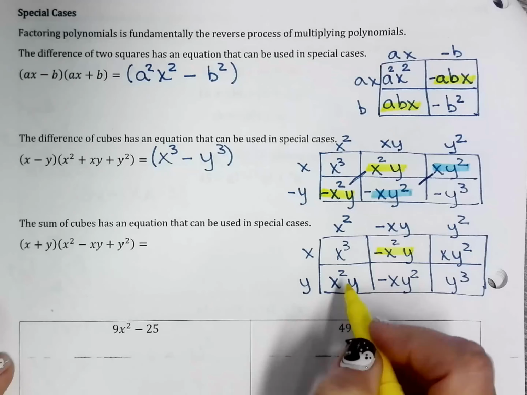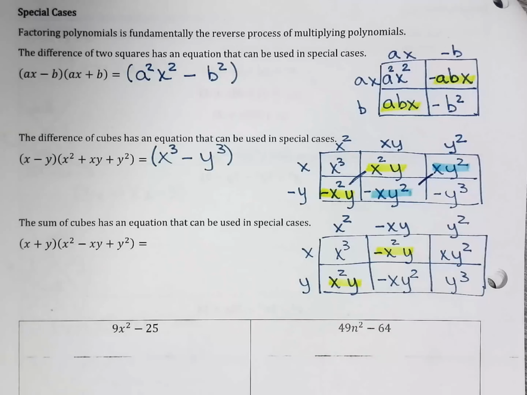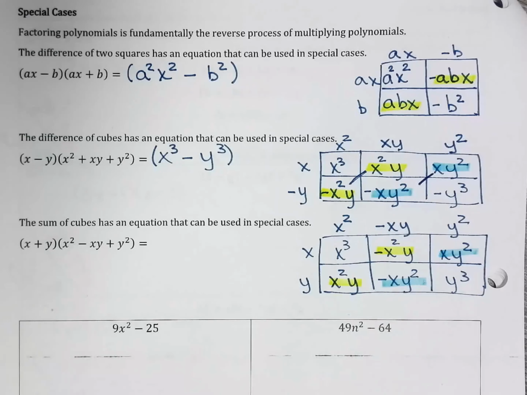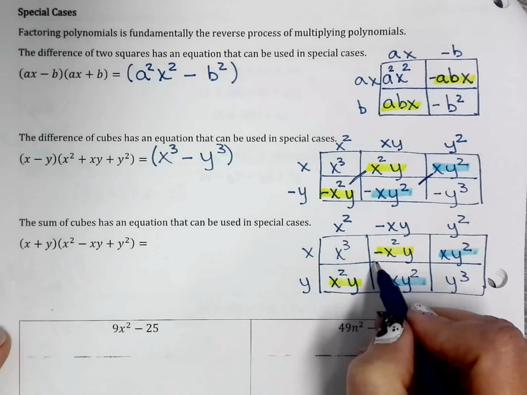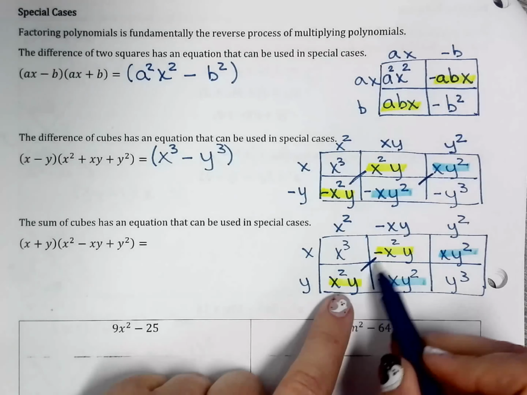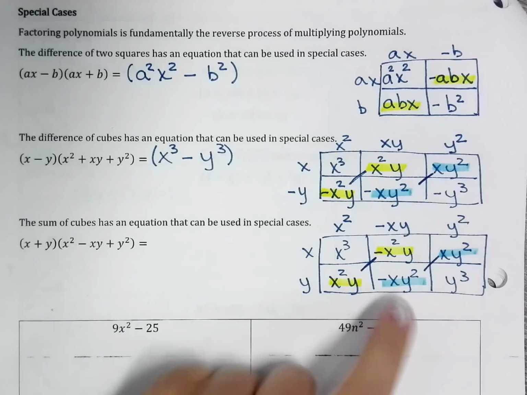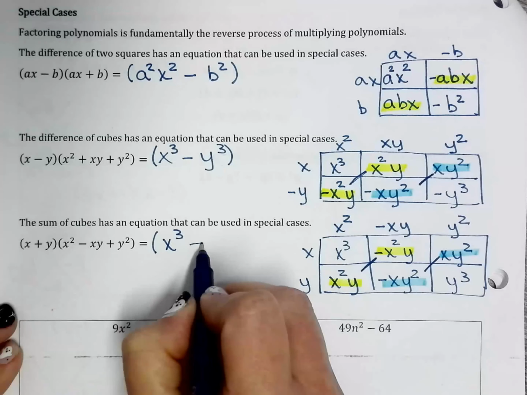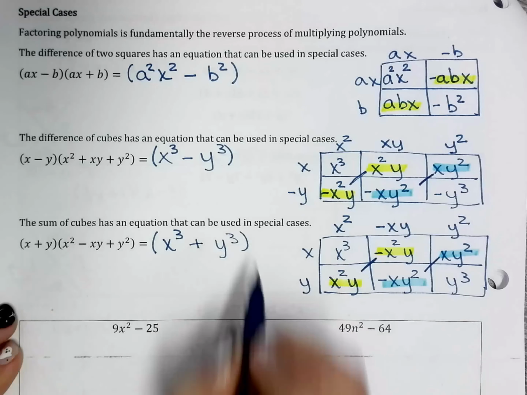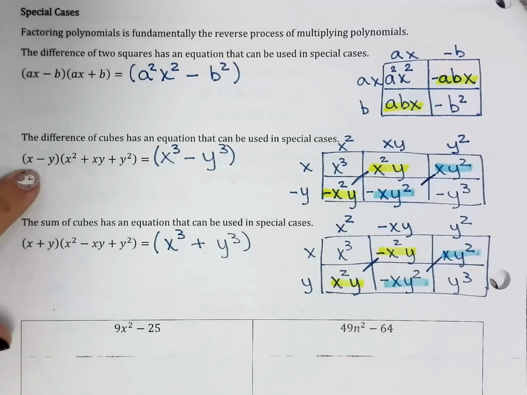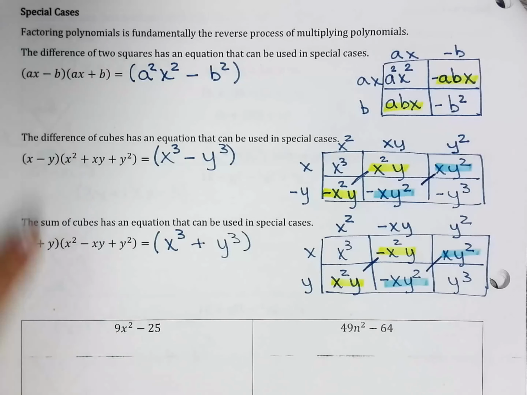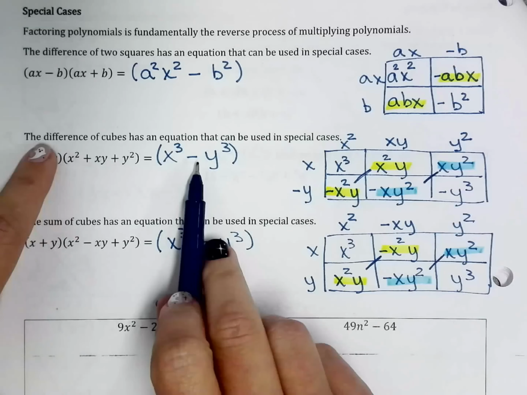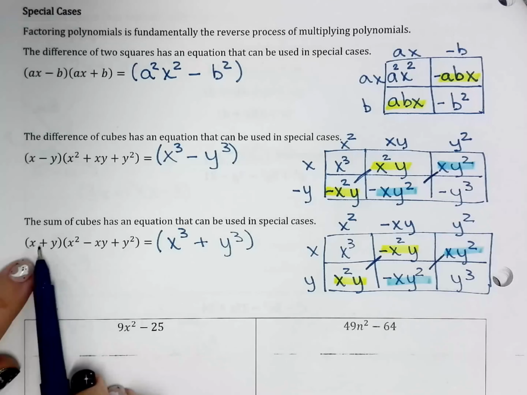Combine like terms. X squared y, and y, xy squared, xy squared. Combine like terms. These guys add up to 0. These guys add up to 0. So I have x cubed plus y cubed left over. Very similar to the difference of cubes. This one is sum of cubes, sum because I have a plus, difference because I have a minus right there.